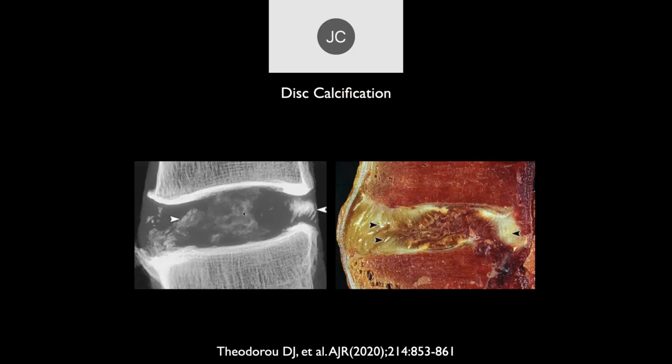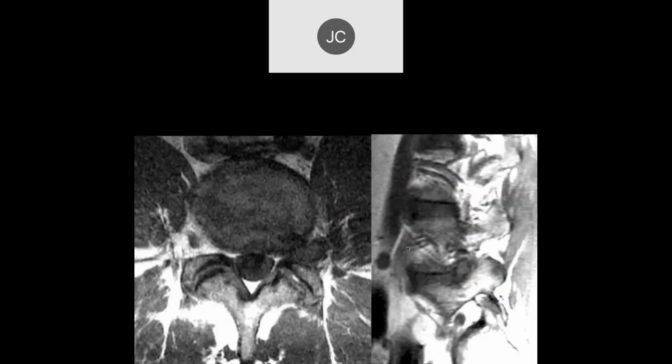And then here we can see that it's common to get calcification within the discs, as we can see here, when you have degenerative discs.